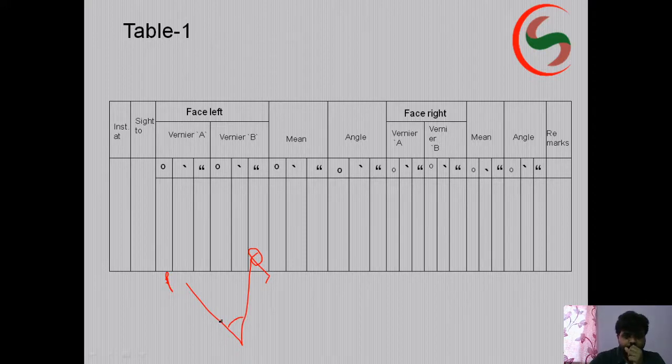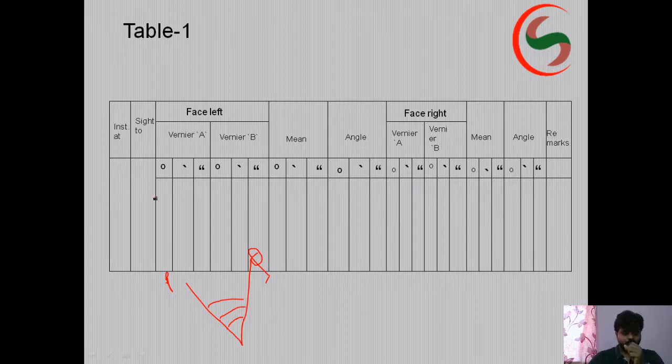Again point P is bisected. At the initial stage this is 0 and this is 20, and in the second stage this will be 20 and this will be doubled. Like that, a minimum of 3 readings from face left and face right you have to do. Minimum how many? 3 times. Average of these 3 values and average of these 3 values.